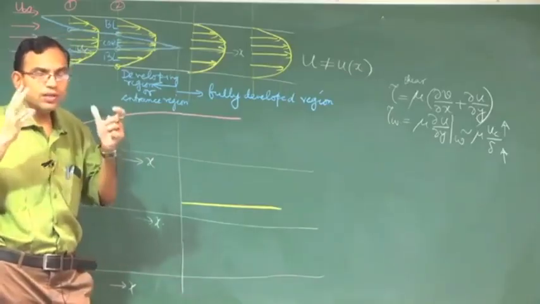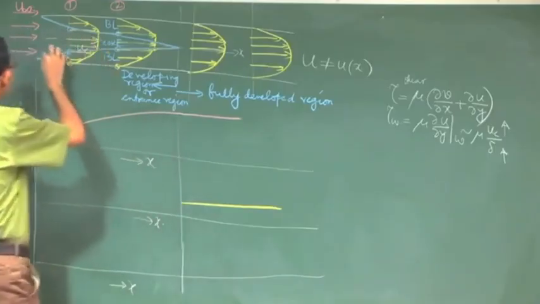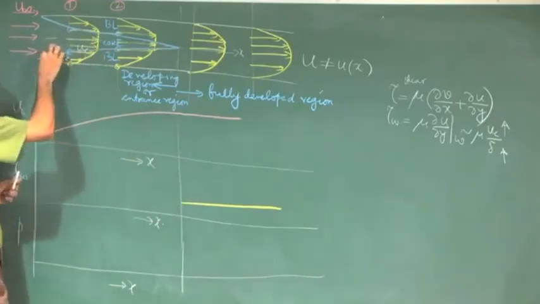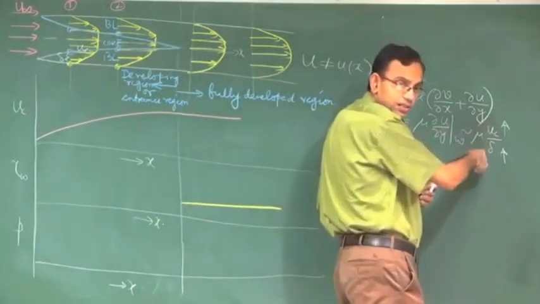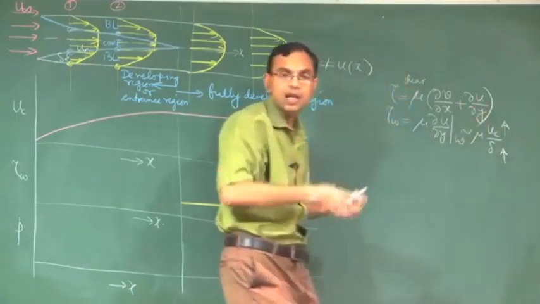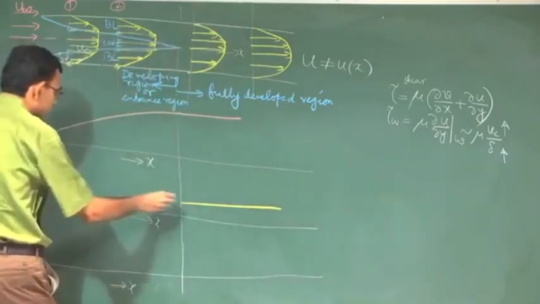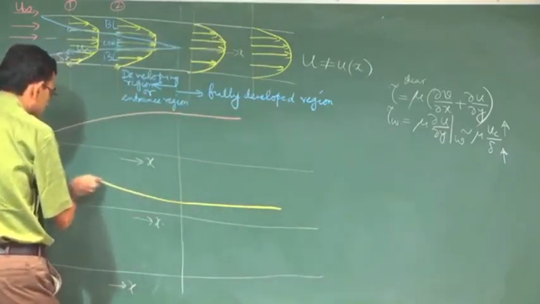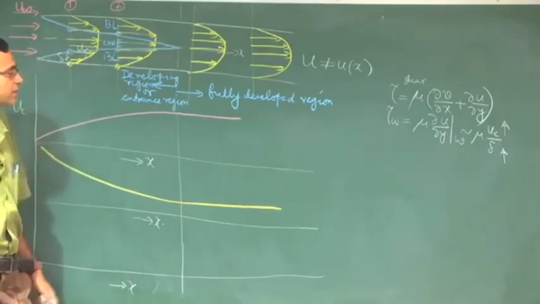So, here we use a physical judgment. What is the judgment? When the fluid just enters the channel, delta is tending to 0, but UC is finite. So, tau wall will be very large. So, it can only come down asymptotically from such a large value and it cannot blow up. Therefore, this will be the shear stress.